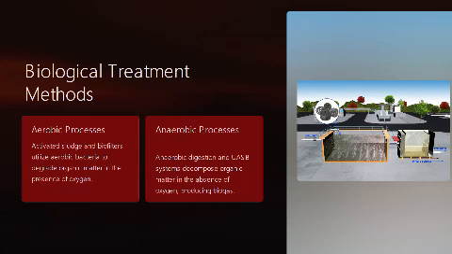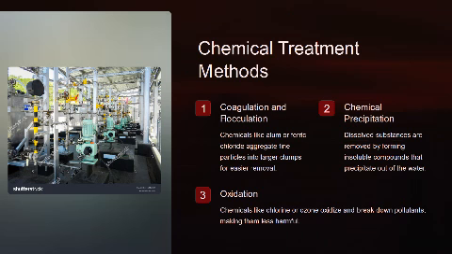So now let's take a look at biological treatment methods. So, aerobic and anaerobic processes. Activated sludge and biofilters utilize aerobic bacteria to degrade organic matter in the presence of oxygen. That is for aerobic process. But for anaerobic process, anaerobic digestion systems decompose organic matter in the absence of oxygen, producing biogas.